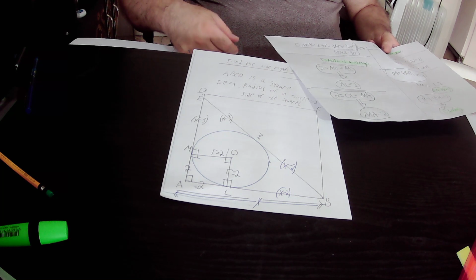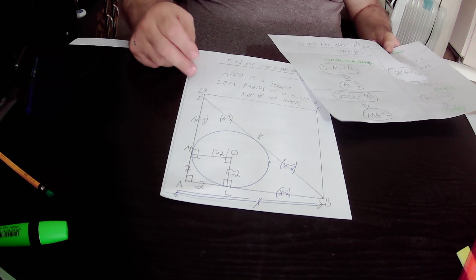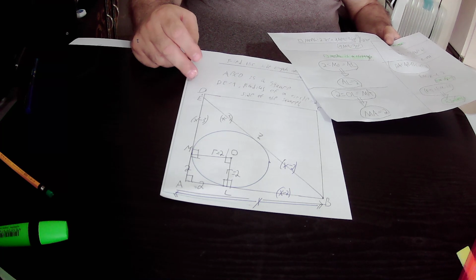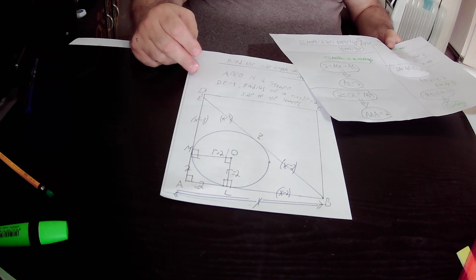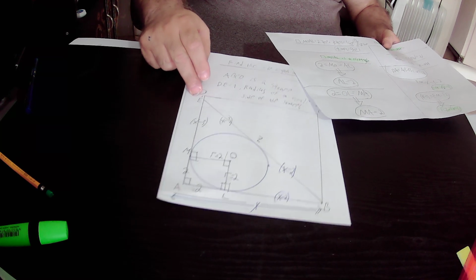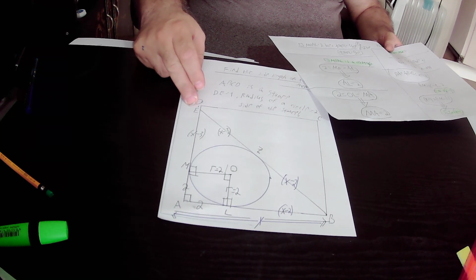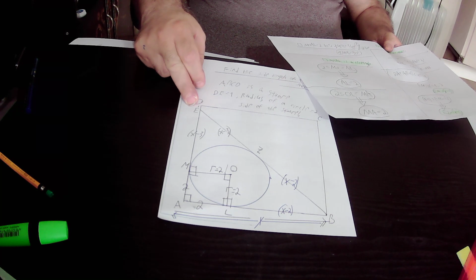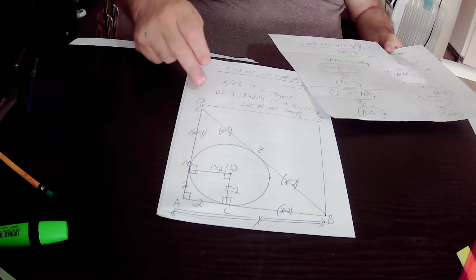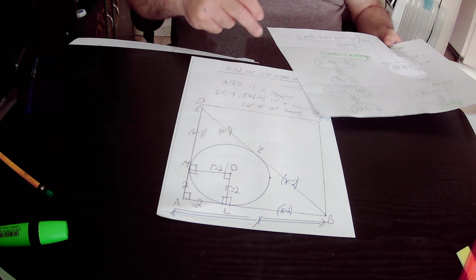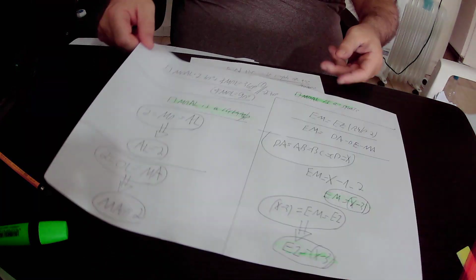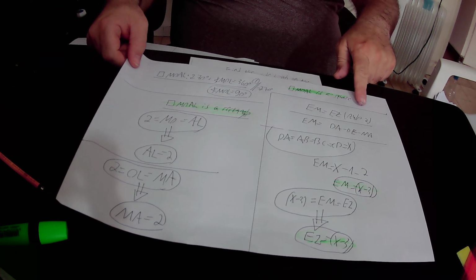Then I presented to you rule number 2 that the lengths of 2 tangents from a common external point to a circle are equal. So if we focus on the common external point E here, from the common external point E, we have 2 tangents to this circle. The first tangent is tangent EM, and the second tangent is tangent EZ. And according to rule number 2, EM equals EZ.